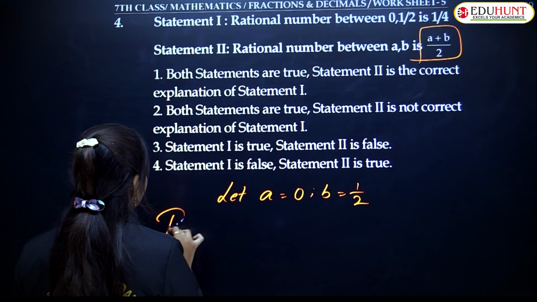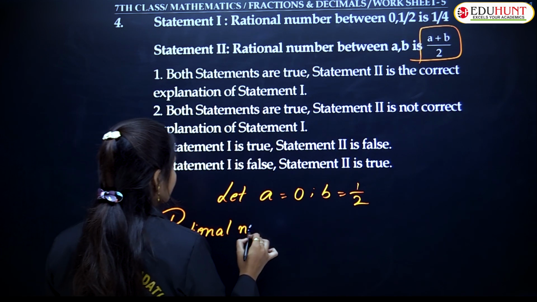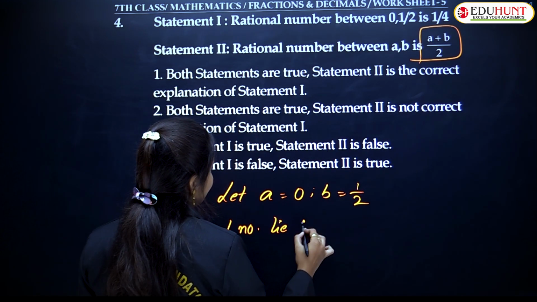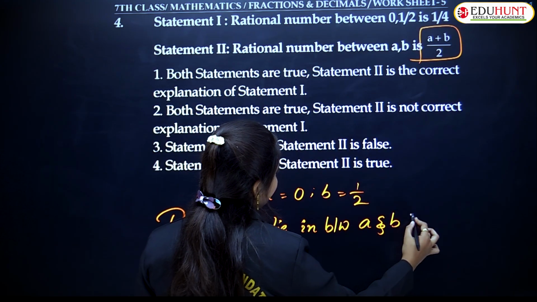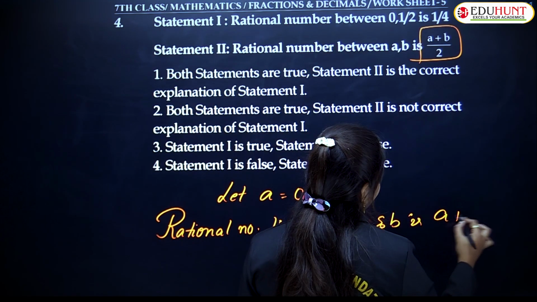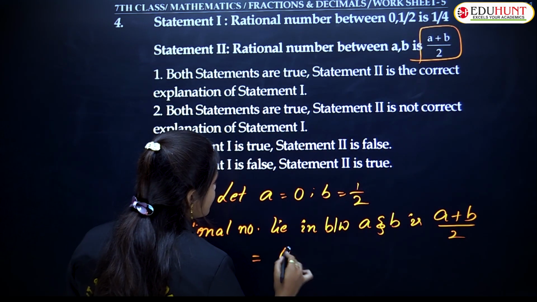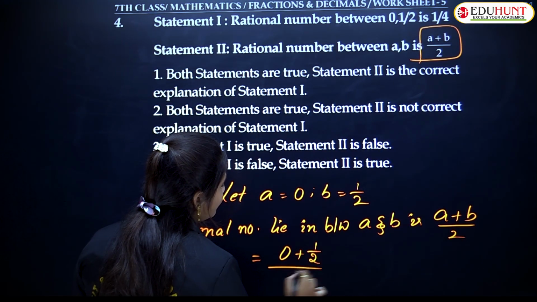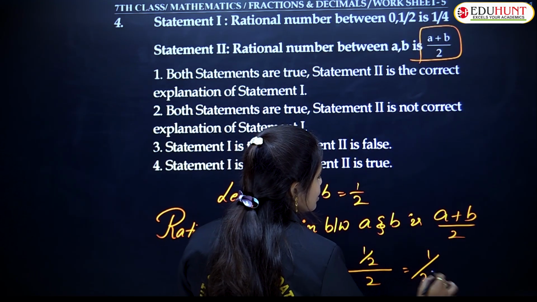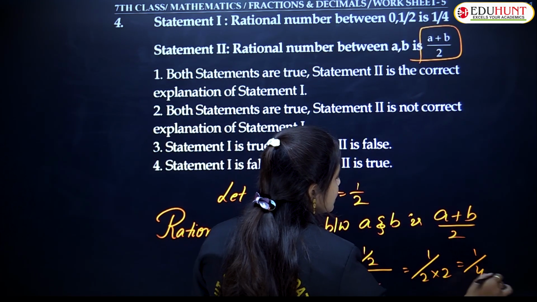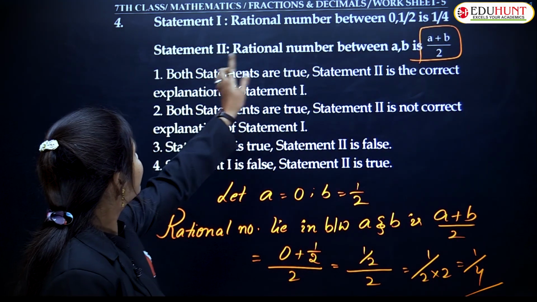The rational number that lies in between a and b is (a plus b) by 2. As per this, a equals 0 plus 1 by 2, whole by 2, which equals 1 by 2 by 2, which equals 1 by 2 into 2, which equals 1 by 4. Understood? That's what they have given in the first statement.